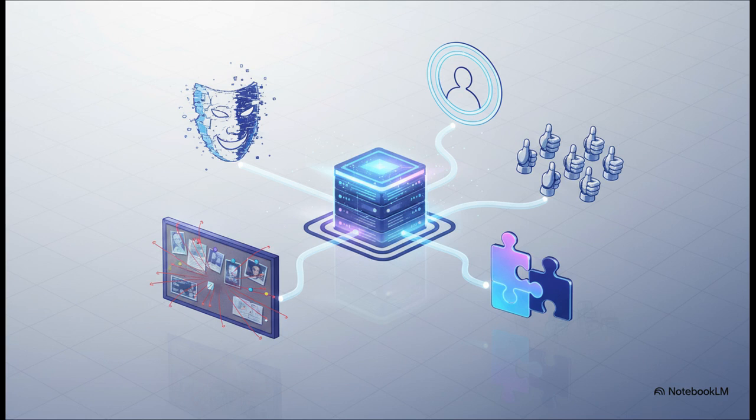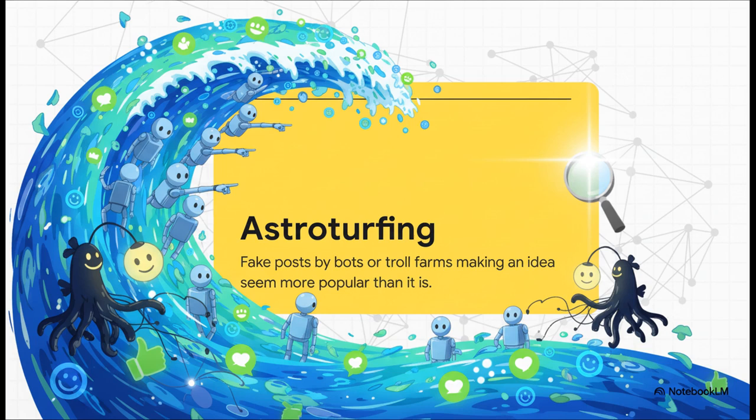Let's actually zero in on 2 of these. First up, astroturfing. Imagine you're looking at the comments on a wildly controversial post, and there are just dozens of people completely agreeing with it. Seems like a massive wave of public support, right? Wrong. Astroturfing uses coordinated networks of fake bot accounts to create this total illusion of popularity. It's literally designed to make you think, well, if everyone else is saying it, I guess it must be true.